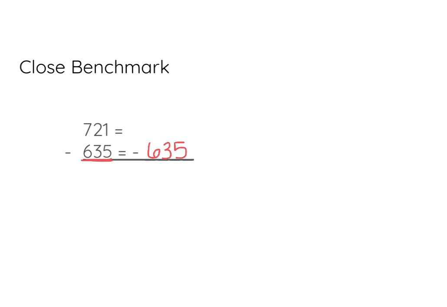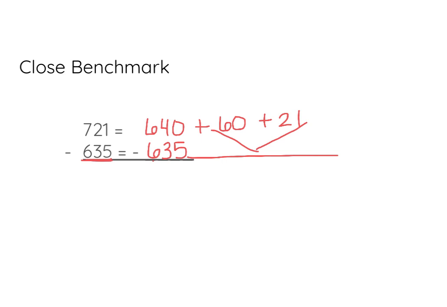So in your head, think 635's next 10 is 640. Okay, now we need to make it an equivalent or an equal equation. Well, 640 needs a 60 to get to 700, and then a 21 to get to 721. Make sure you combine all of that up there to get it at plus 81.